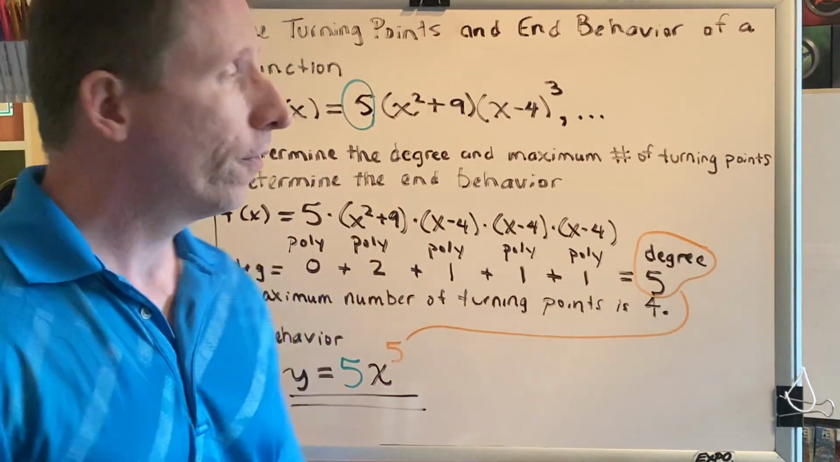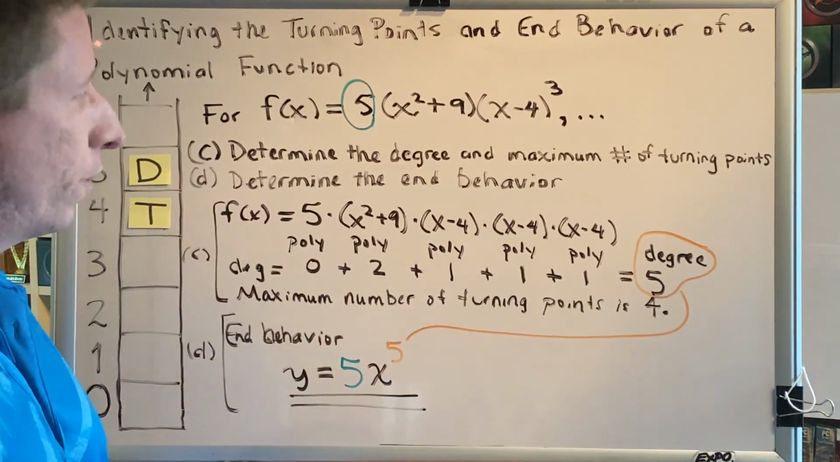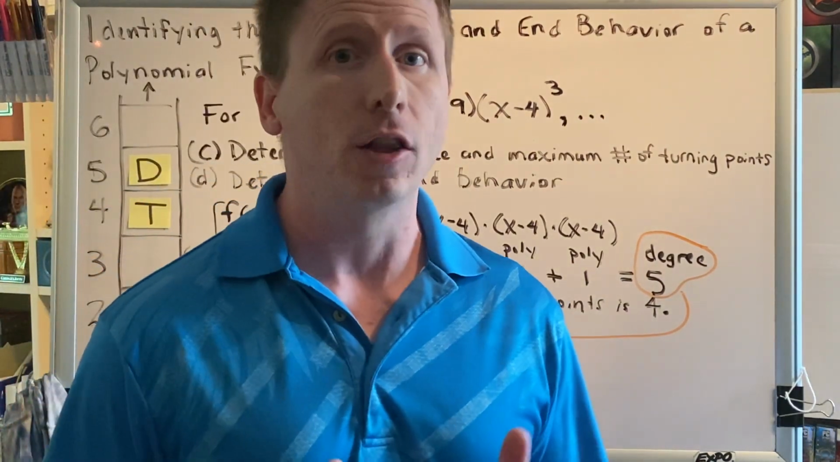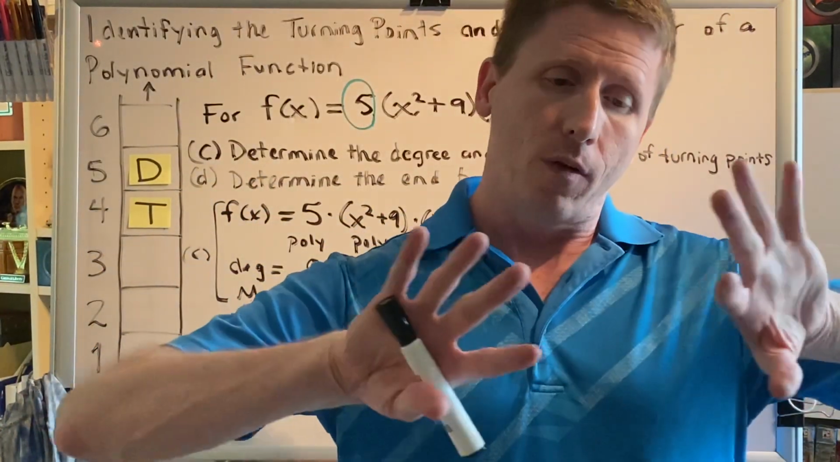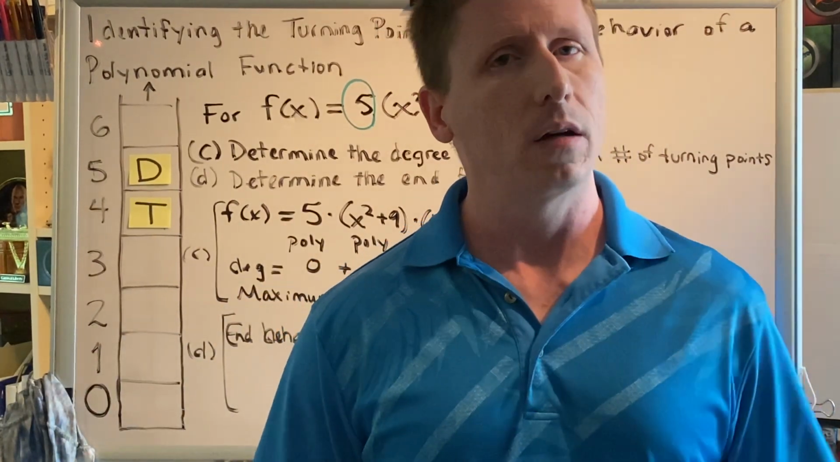If you were to graph the function f of x and the function y equals 5x to the 5th and looked at both graphs very far from the origin, they would look nearly identical.